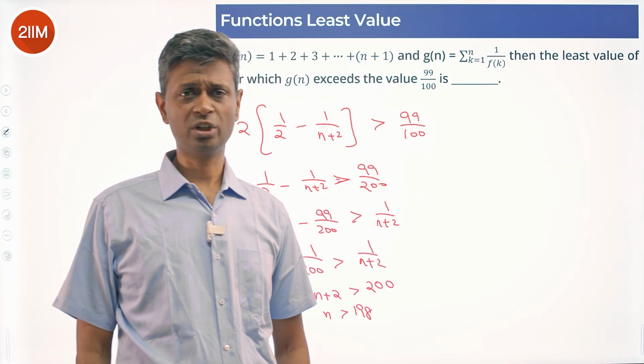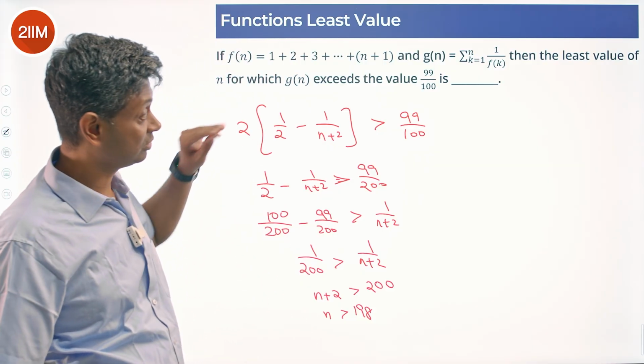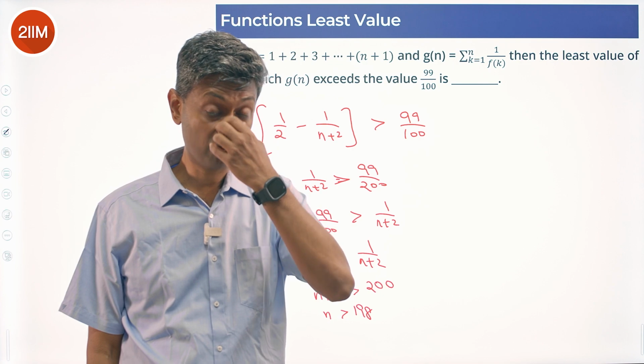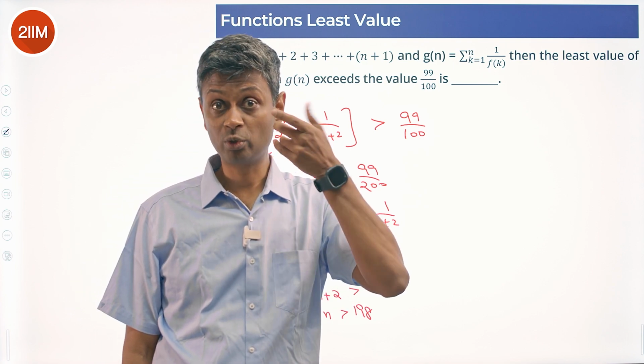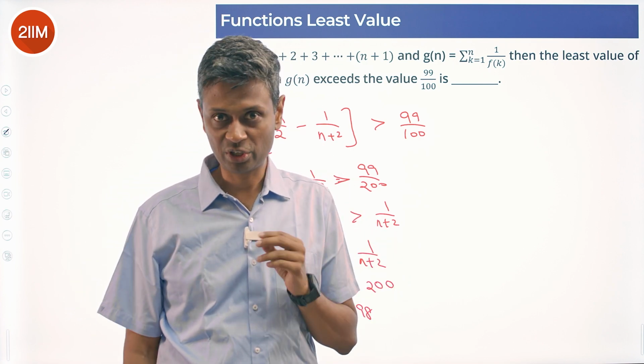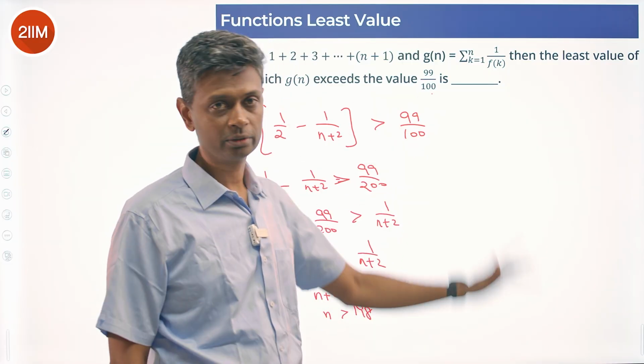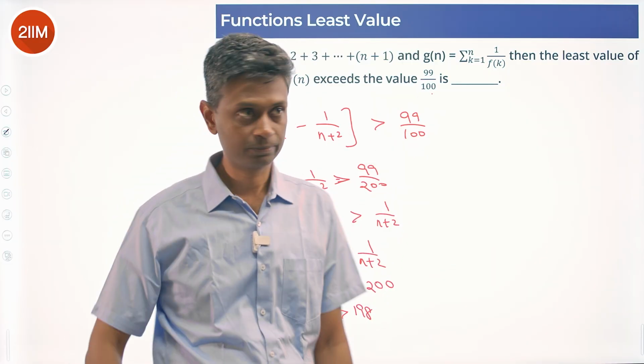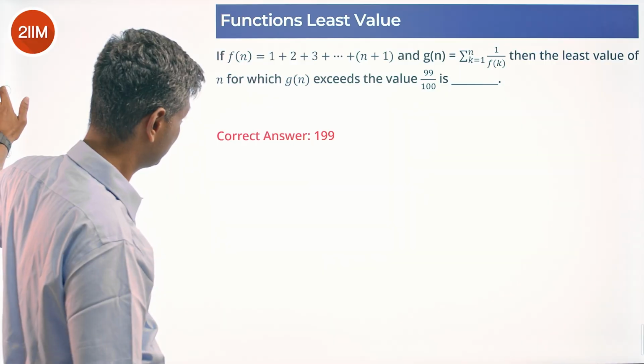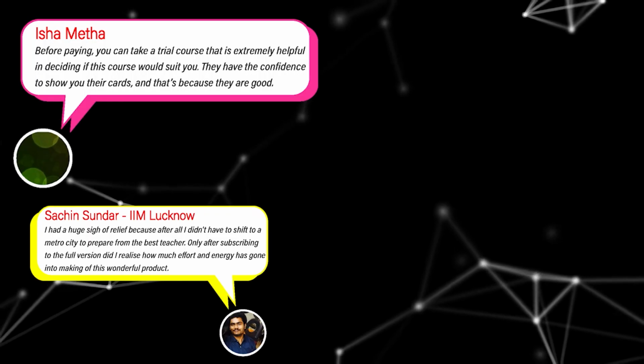Absolutely brilliant question. We write f of n, we write g of n, we break the 1 by f of n expression into partial fractions, write the summation, and then solve for the inequality. Delightfully tough question. Maybe you shouldn't be saying delightfully tough.